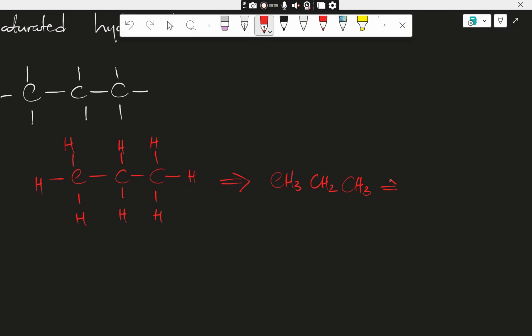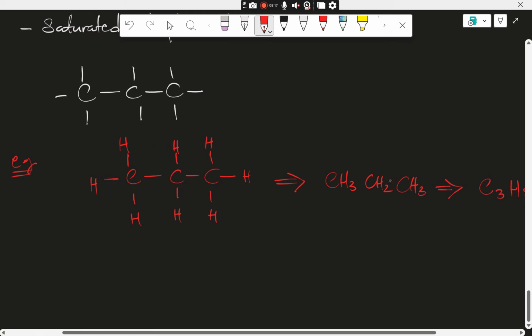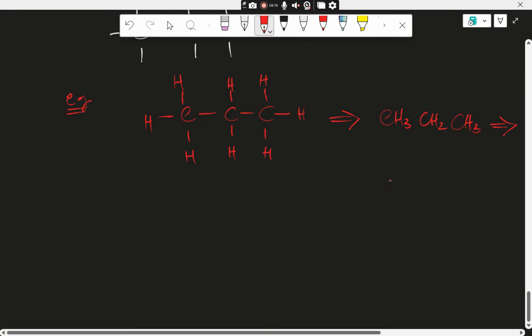And then now we have what? We have the molecular formula, which is C3H8. So those are for alkanes.